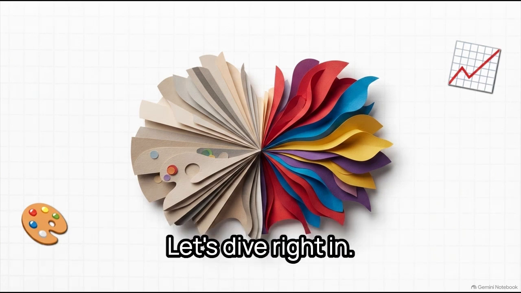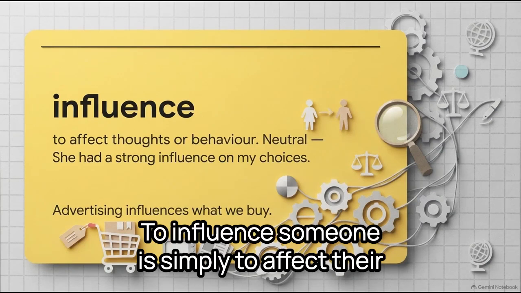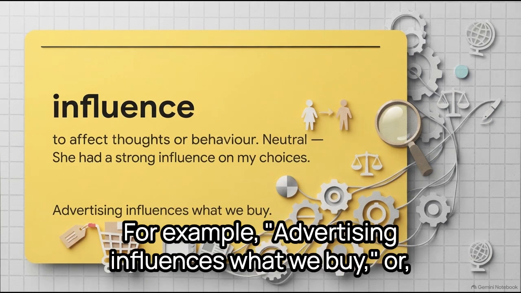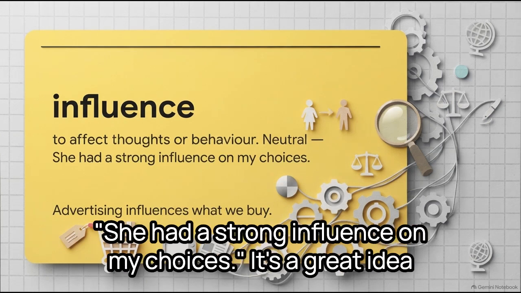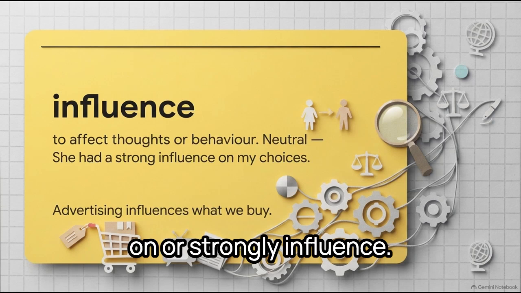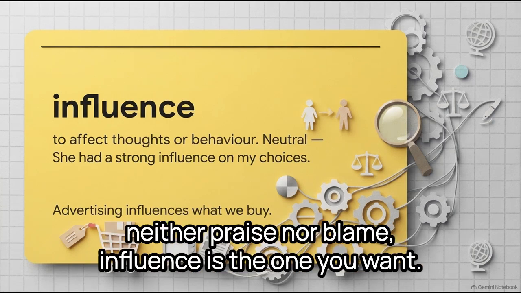Let's dive right in. Let's start with the neutral one, influence. To influence someone is simply to affect their thoughts or behavior. There's no judgment attached to it, good or bad. For example, advertising influences what we buy, or she had a strong influence on my choices. It's a great idea to keep the common pairings in mind, like have an influence on, or strongly influence. So when you want that clean, perfectly neutral word with neither praise nor blame, influence is the one you want.